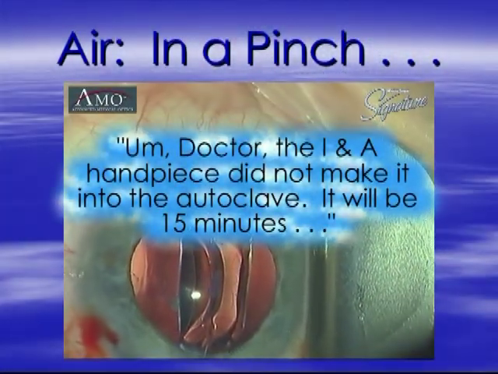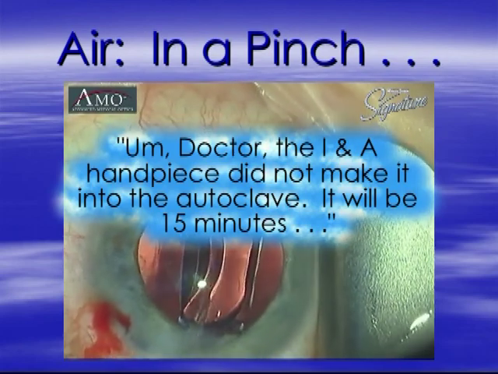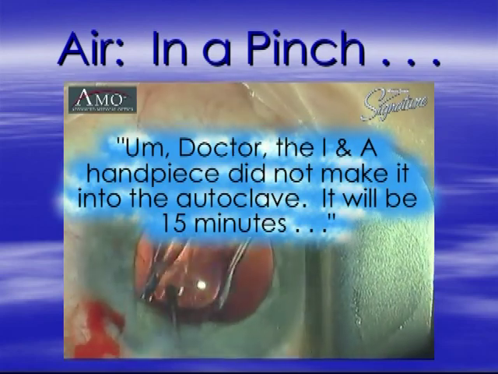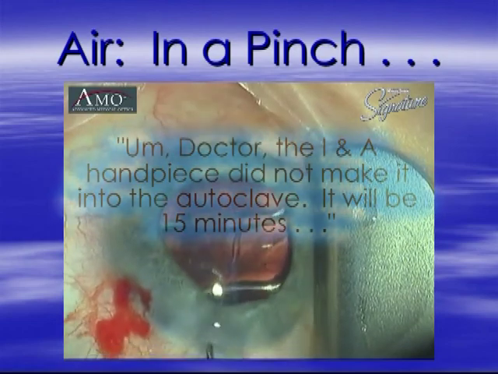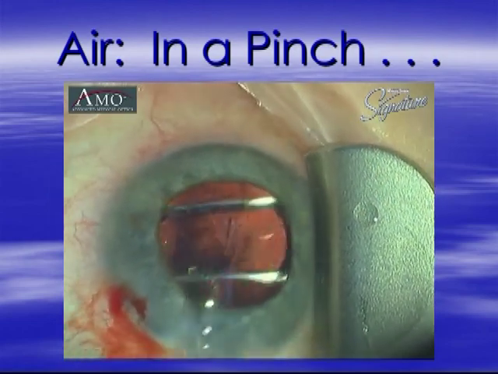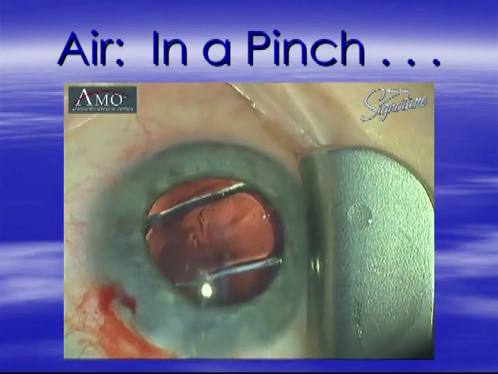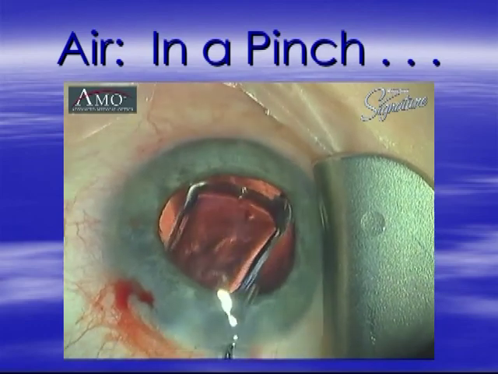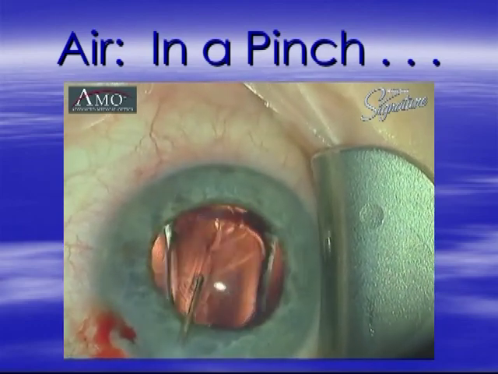Doctor, the INA handpiece did not make it to the autoclave. I've dropped it on the floor. It's going to be 15 minutes till it's ready. And that's if we've got short cycle flash sterilization available. Boy, we've already taken out the cortex with J cannula irrigation. How are we going to confirm that the viscoelastic is entirely out of the eye?